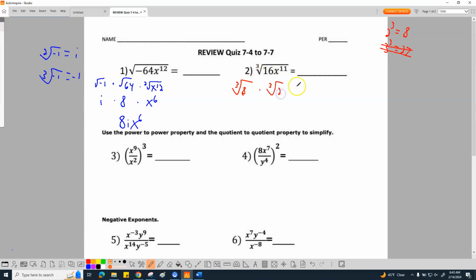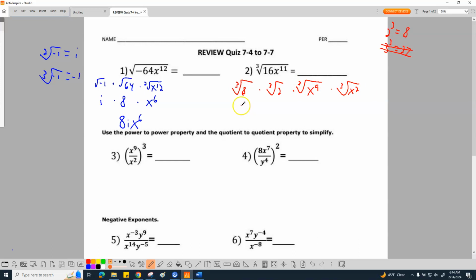Cube root of 2 times, now pay attention to this, cube root of x to the 9 times cube root of x squared. And if you're wondering why I did that, I've taught this multiple times, but the first thing I'm going to have you do is look, 9 plus 2 is 11. So you can see that my x's are still there. They're added up with each other. But why did I split it up into 9? Because 9 is the biggest number that is divisible by 3. And what's the remainder? 2.